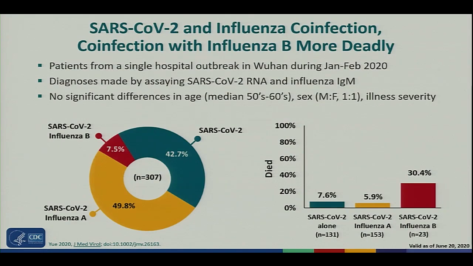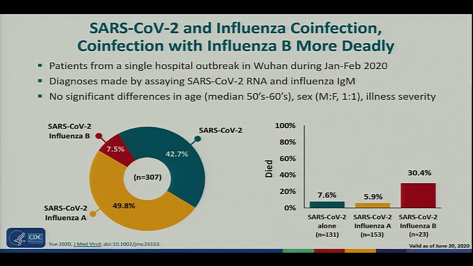So in closing, I just want to talk a little bit about what we know about SARS-CoV-2 and influenza co-infection. These are data from a study in Wuhan involving 307 patients. The data were collected in January and February, which is typically the peak, as you know, of influenza in the Northern Hemisphere. Patients were from a single hospital. Diagnoses were made as shown here.